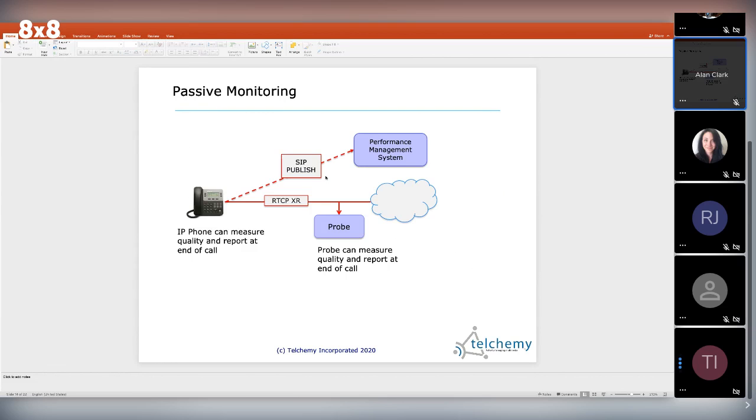One of these is the SIP publish message, which I'll explain a bit more in a minute. The phone can gather useful performance data, put it in a SIP message, and then send it through the SIP infrastructure back to the performance management system. There's also another protocol called RTCPXR. Again, I'll explain it in a minute, but this is sent more frequently between an IP phone and its counterpart, another IP phone or a gateway. And then you can also have a probe that can measure quality by monitoring the media and signaling stream.